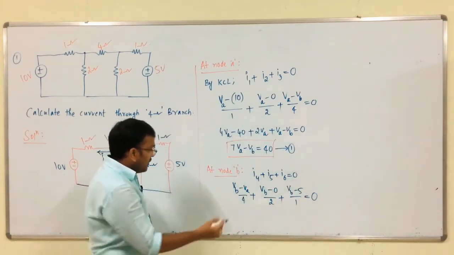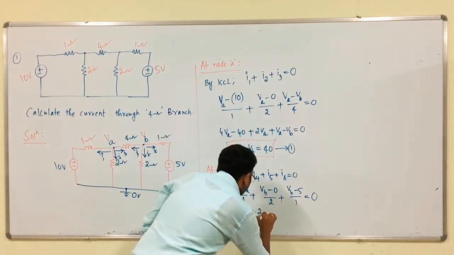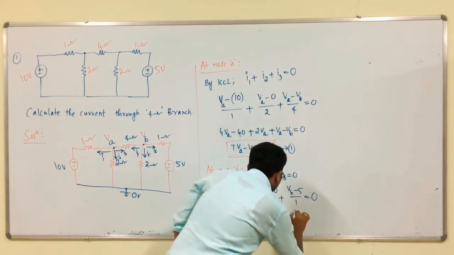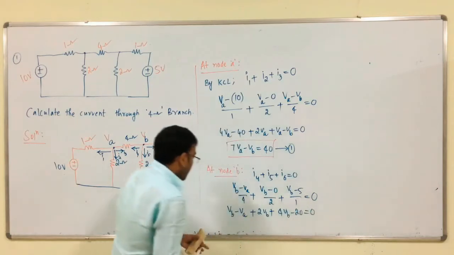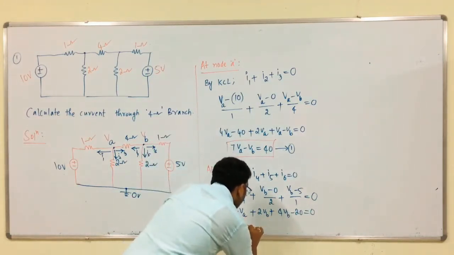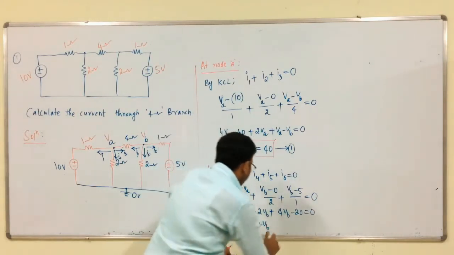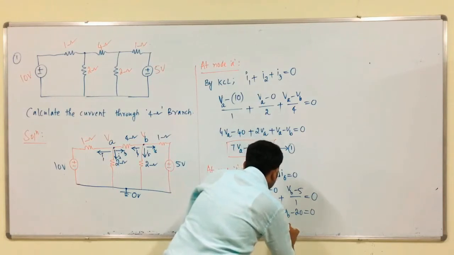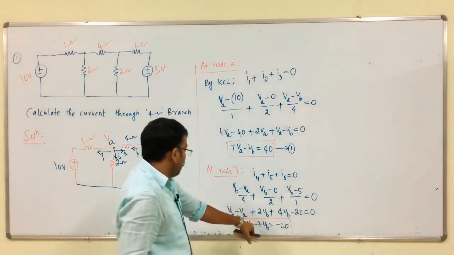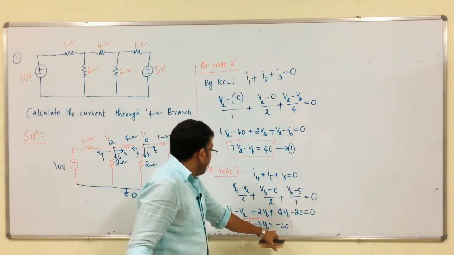Okay. From this, VB minus VA plus 2VB plus 4VB minus 20 is equal to 0. From this, 7VB minus VA, which is equal to 20. That is, minus VA plus 7VB minus 20 is equal to 0, that is VA minus 7VB equals minus 20.